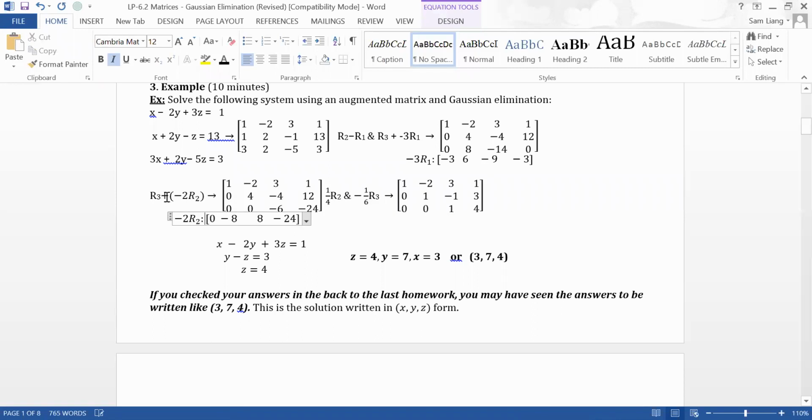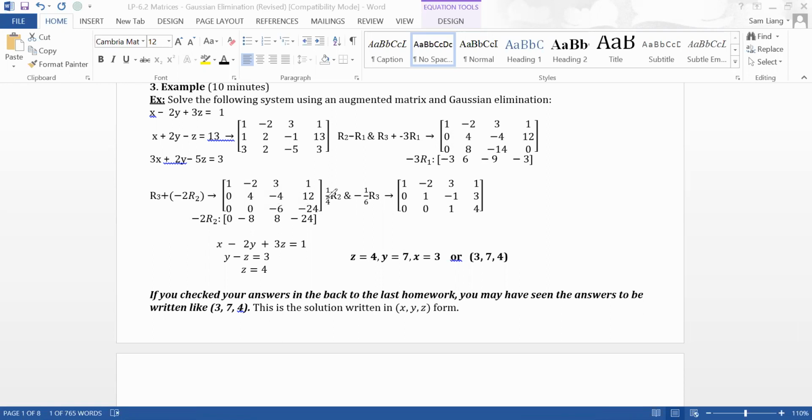Okay, so you can see that as well. Anyways, after you do that, R3 is referring to this old R3, row 3. So it's 0 plus 0 is 0. Then we have 8 plus negative 8 is 0. Then negative 14 plus 8 is negative 6. Then 0 plus negative 24, that's just negative 24. Okay, so that's row 3.